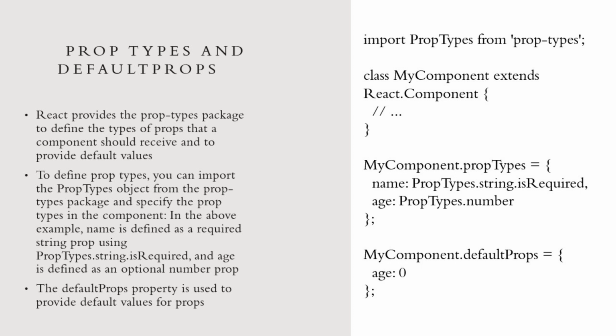age is defined as an optional number prop. The defaultProps property is used to provide default values for props. In the example, the default value for age is set to 0.